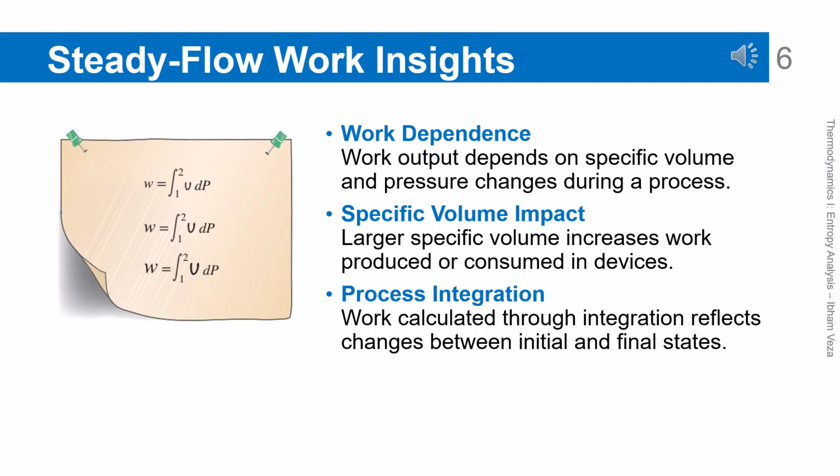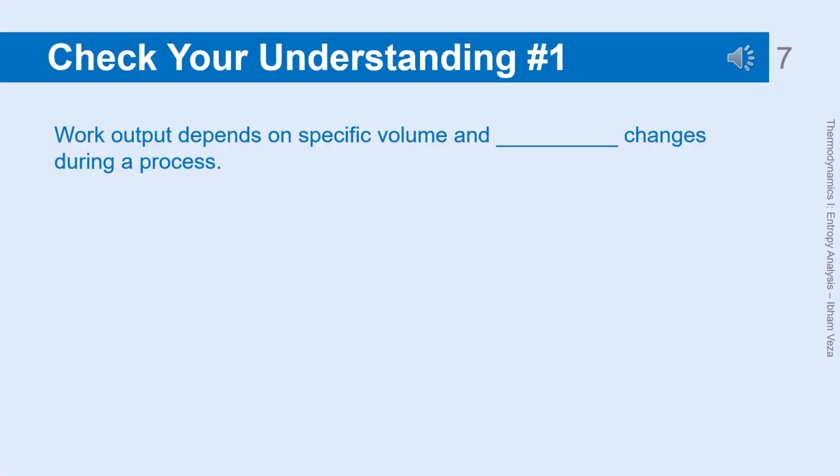The larger the specific volume of the fluid, the greater the work potential involved in the process. Mathematically, the work is calculated from the integral between inlet and outlet states. This shows that fluid properties are crucial in the design of turbines and compressors. Therefore, the choice of operating conditions strongly determines system performance. Work output depends on specific volume and pressure changes during a process.